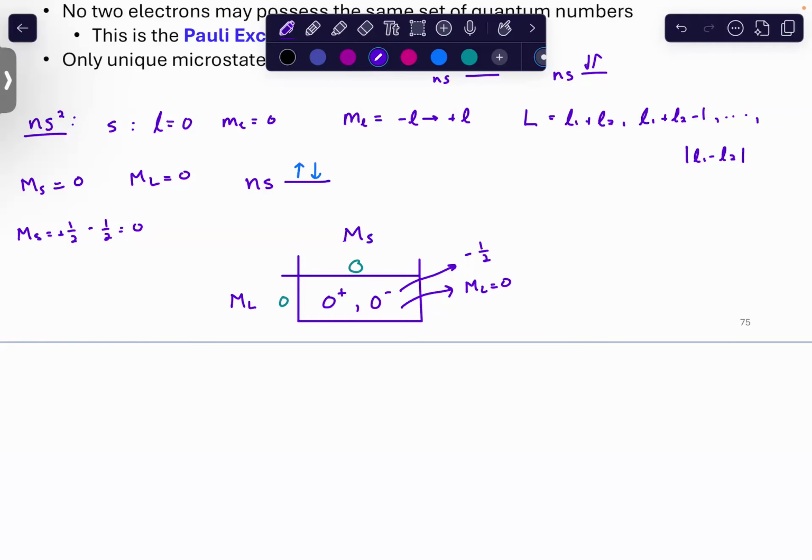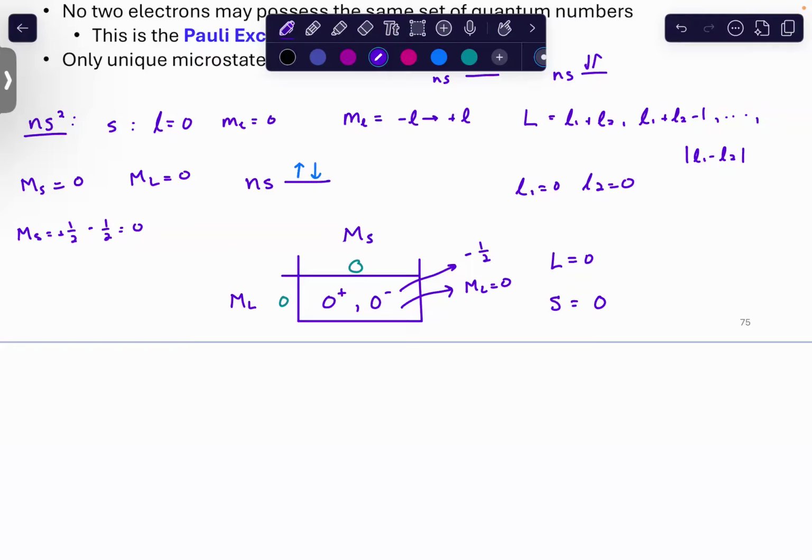So then what is the value of L? L equals 0, because if you look here, L1 equals 0, L2 equals 0, and so 0 plus 0 gives L of 0. Then your spin is also going to equal 0, because you have spin up, spin down. So your total spin is going to equal 0.